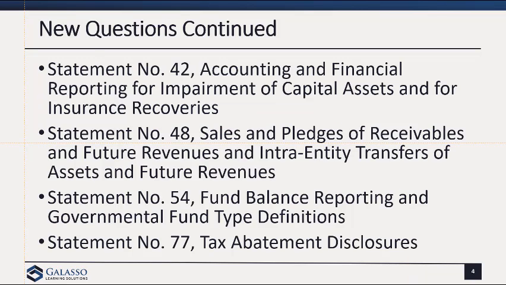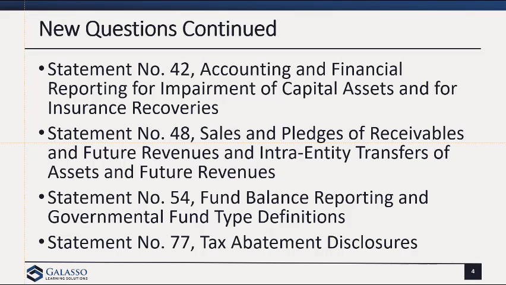In addition, they had some adjustments to other standards, like 42 related to capital assets and insurance recoveries. That one was really interesting. It was related to insurance recoveries from storm damage, and having gone through two hurricanes this year here in North Carolina, I can totally appreciate those questions that were being asked. They also covered Statement 48 related to receivables and pledges, and then 54, which was the fund balance reporting governmental type definitions.